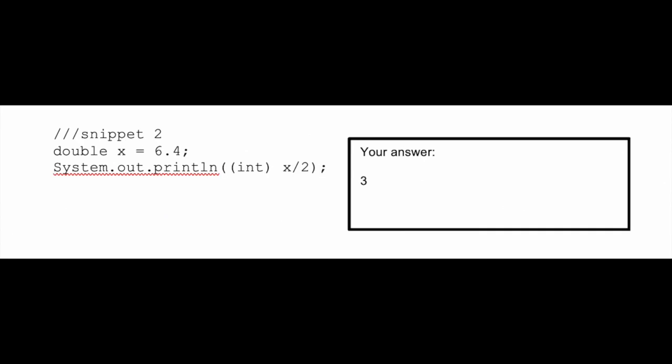Snippet 2 is a little tricky because they change it from a double into an integer, which means that when 6.4 is divided by 2, the answer will be rounded to a whole number. So instead of being 3.2, it's going to round down to 3 so that it's an integer. It's in the integer format and not in a double format. Integers don't have decimal points.